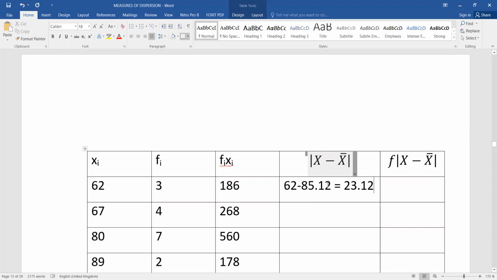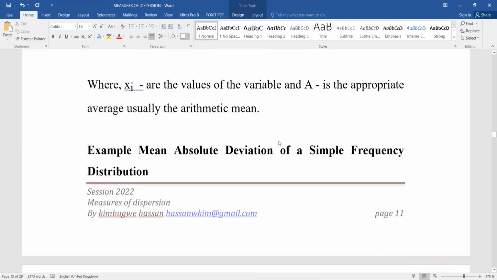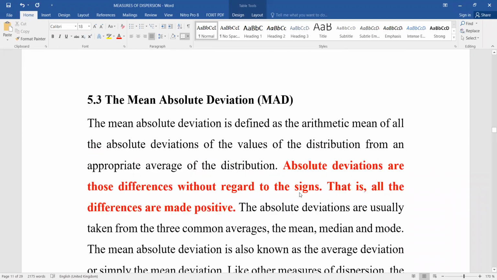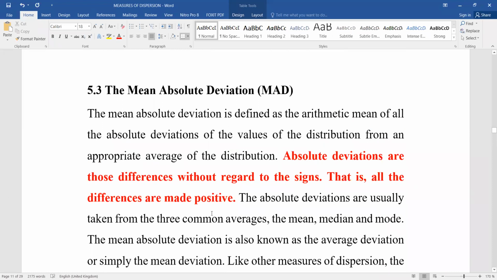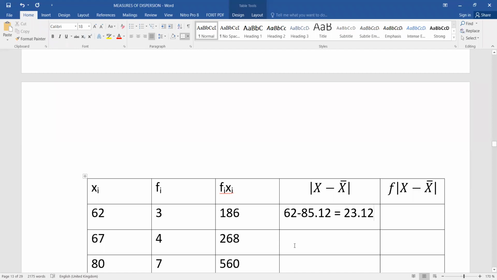The word absolute means, that is why we have the statement that I highlighted, that absolute deviations are those differences without regard to sign. That is, all the differences are made positive. So you get me the next value.